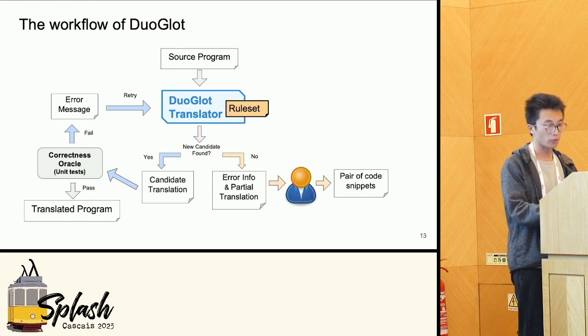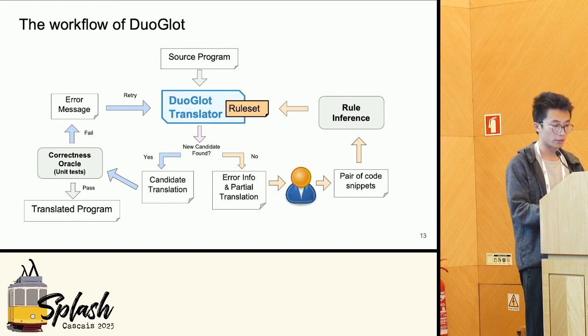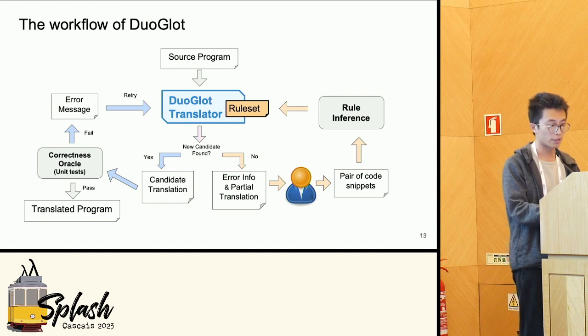The user looks at where the translation gets stuck and writes code snippets that demonstrate the translation of that piece of code. The code snippets are then sent to the rule inference, which will synthesize a translation rule and add that to the rule set.